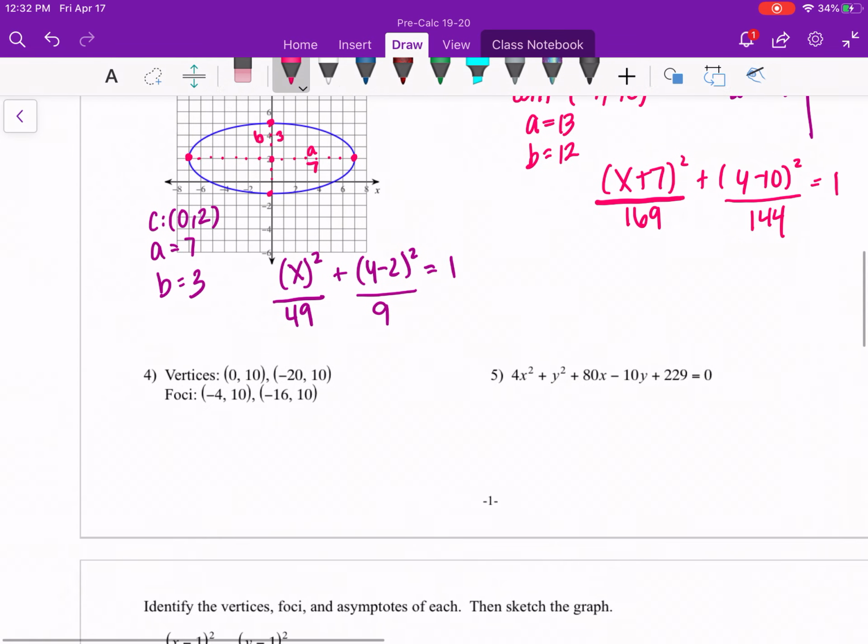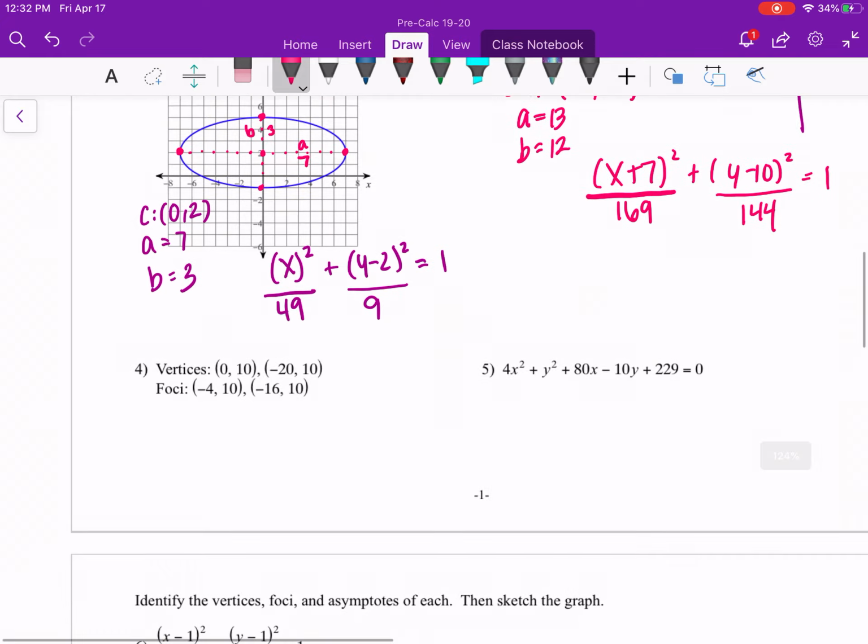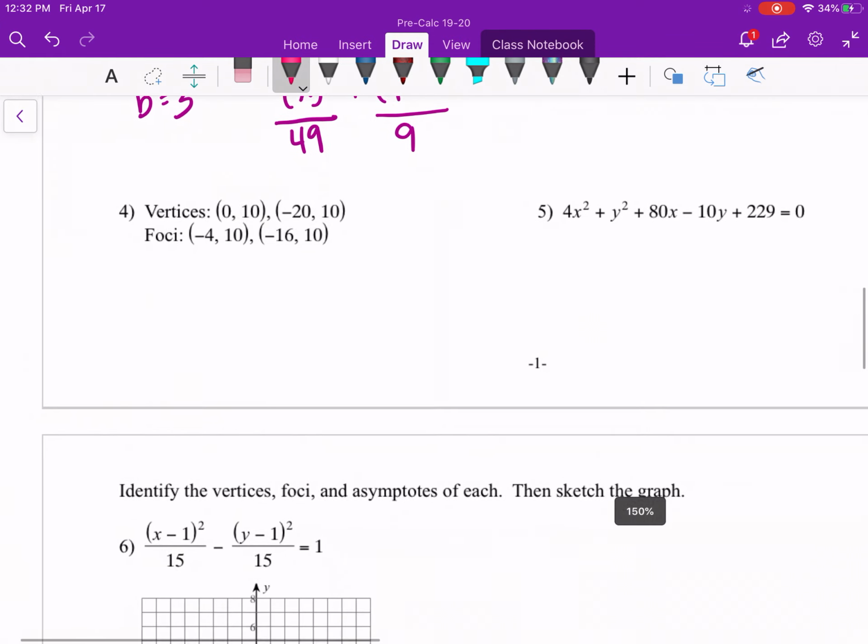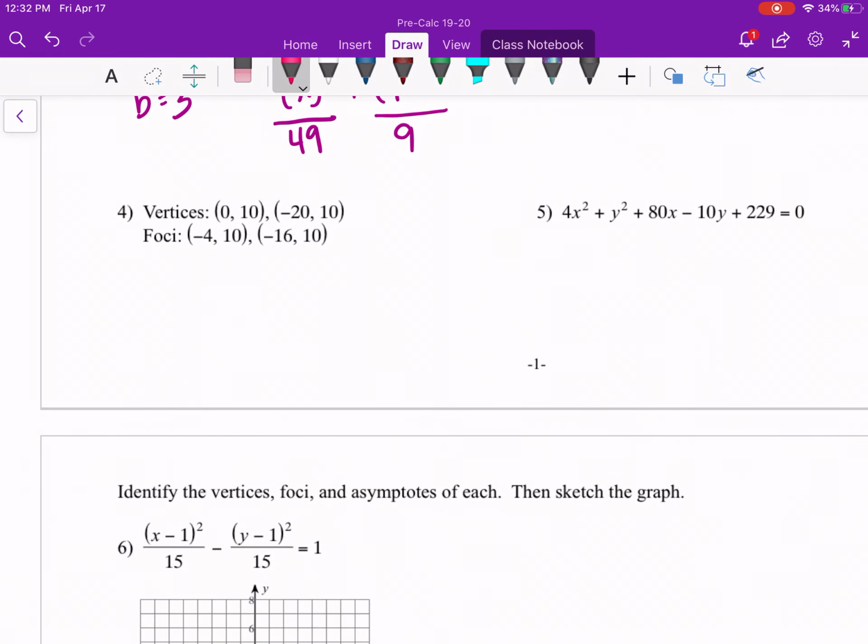And then we'll do vertices and foci, and then we'll complete the square on this one. Again, I'm really trying to do this one quickly, but hyperbolas and ellipses are way more complex than circles and parabolas. So I'm doing my best.